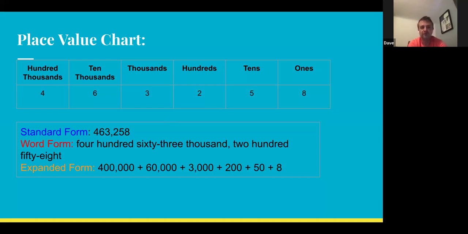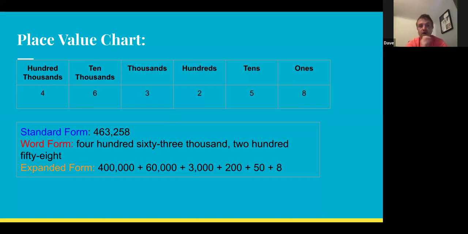Oh, messed that one up. Let me start over again. 463,258. That is my standard form. That's the way I would typically write it. Now word form. Word form, I first write the 4, the 6, and the 3. So that's 463. I know that. Now I tell you what unit it's in. 463,000. Okay. 258.